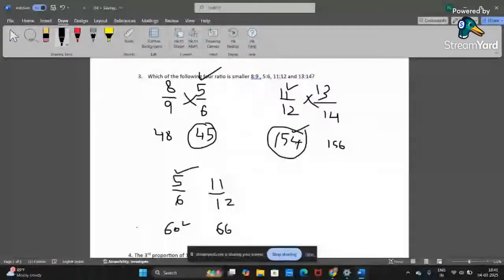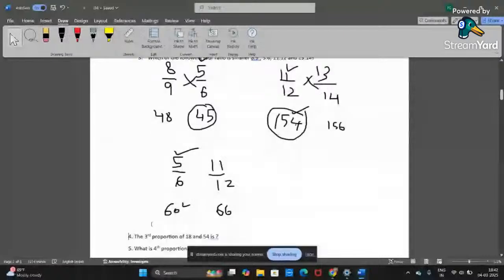Okay, let's move on to the fourth one. Any doubt till this problem? Any doubt? Just make a note of this. If there is no doubt, just make a note of this. Okay, now let's move on to the fourth one.